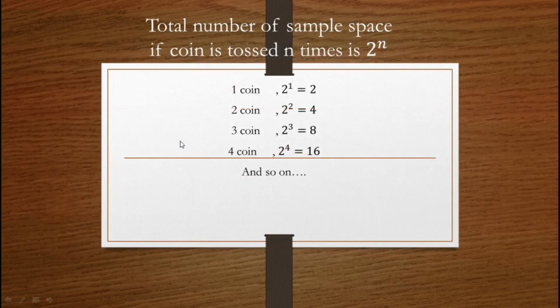So the total number of outcomes in the sample space if the coin is tossed n times is given by 2 raised to the power n. If a coin is tossed one time, it is 2 raised to the power 1, that is 2, head and tail. If it is tossed two times, it is 2 raised to the power 2, that is 4. If it is three times, it is 2 raised to the power 3. And four times, 2 raised to the power 4, that is 16, and so on. So we conclude that the total number of outcomes in the sample space if the coin is tossed n times is given by 2 raised to the power n.